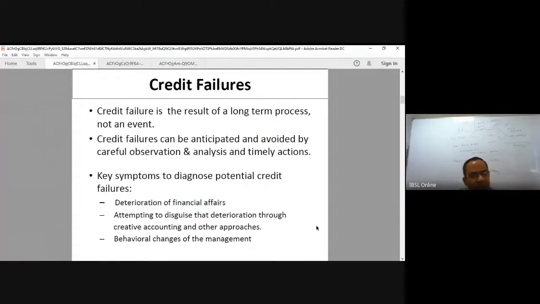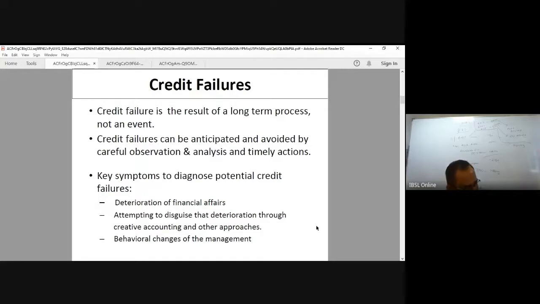Like what we were looking at from the beginning, we were looking at credit and credit culture, credit policy, what the credit policy says, and what the credit culture of the particular institution is. We have been talking on this a lot. So the credit failure, you can't say that this has happened overnight. Yesterday he was performing well, today he went bad. It's not that. A credit failure of a customer is a result of a long-term process. It's not an event.